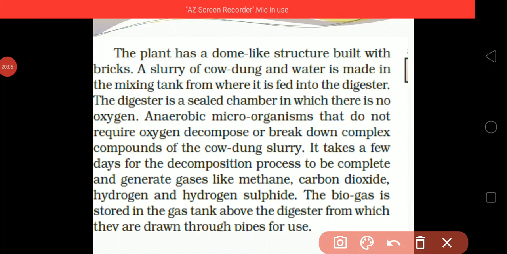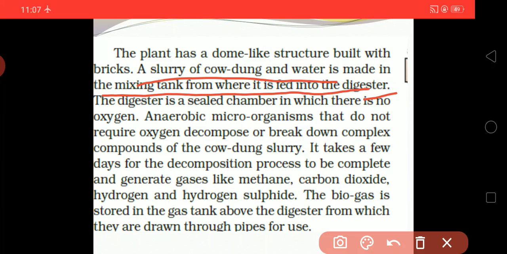As you can see, a slurry of cow dung and water is made in the mixing tank, from where it is fed into the digester, as you have seen in the model. Further, the digester is a chamber in which there is no oxygen. No oxygen will be there in the digester.